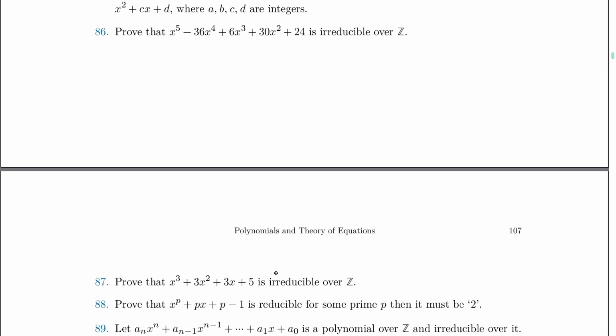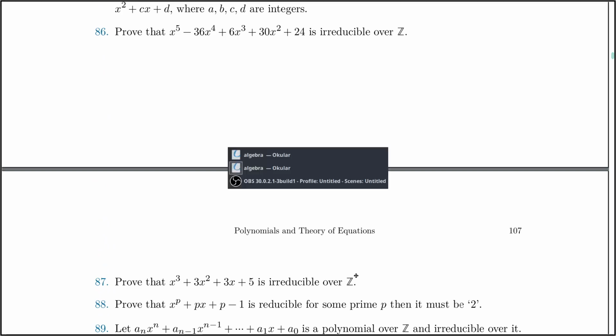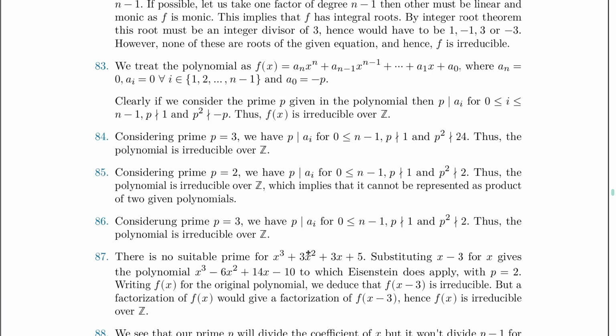Now question 87 says that prove that x power 3 plus 3x square plus 3x plus 5 is irreducible over z. Now this is a tricky one because there is no suitable prime for the given polynomial. So we substitute x is equal to x minus 3, we get x cube minus 6x squared plus 14x minus 10 is equal to 0, on which we can apply Eisenstein's criteria for p is equal to 2. So for p is equal to 2, this is irreducible.